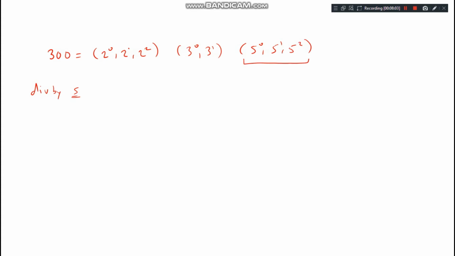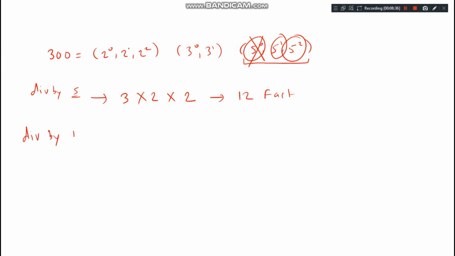So there are three terms here, once again 5 to the power 0, 5 to the power 1, 5 to the power 2, out of which just discard the number which is not divisible by 5, which is 5 to the power 0. So that's it. How many combinations are possible? 3 in the first bracket, 2 in the second bracket and 2 in the third bracket, and that gives me 12 numbers. So there are exactly 12 factors which are divisible by 5 in the number 300, right? You will understand this once you solve one more question, which was divisible by 15.